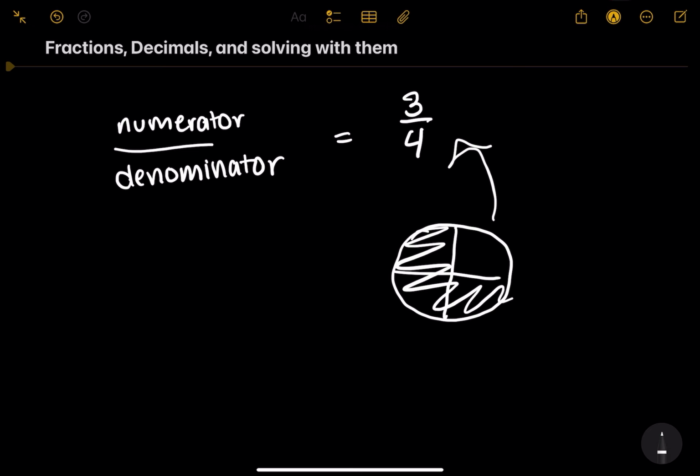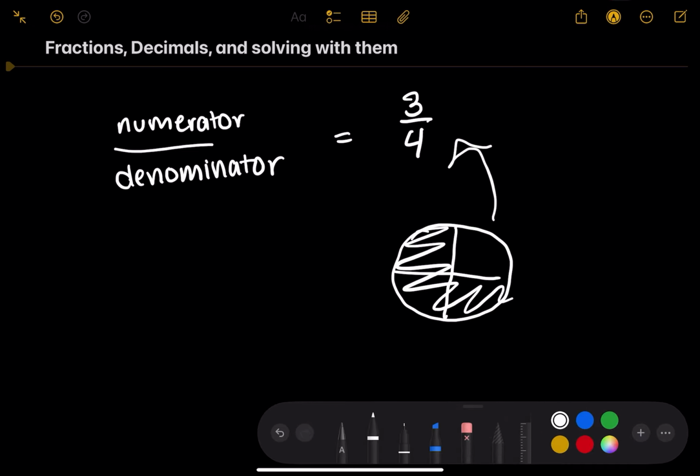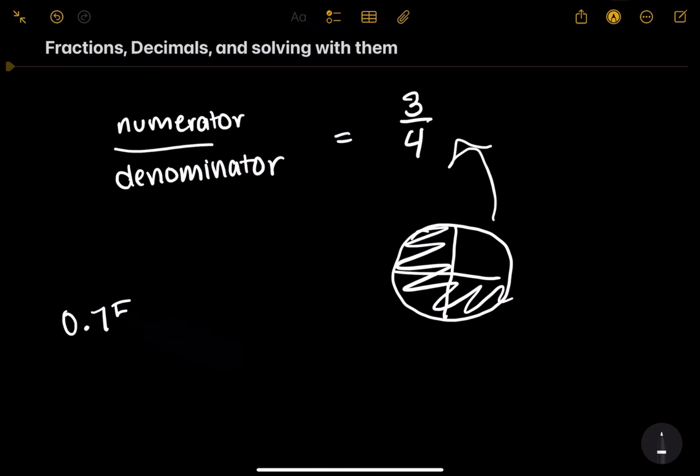What's a decimal? Well, a decimal is another way to show part of a whole. For example, 0.75. It's the same as saying 75/100.